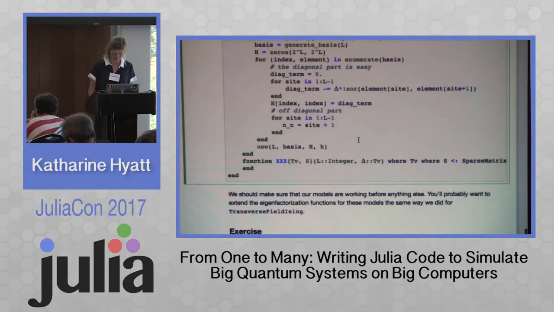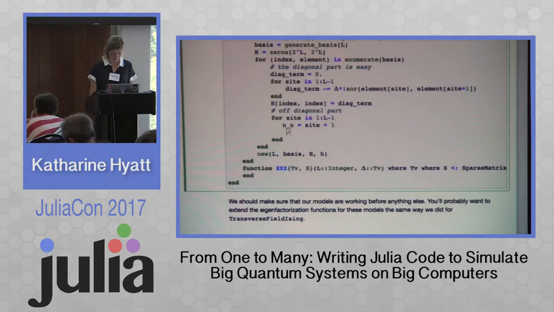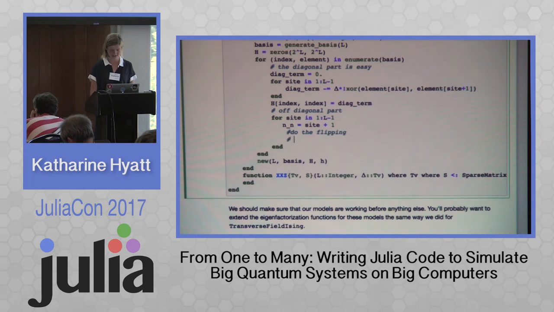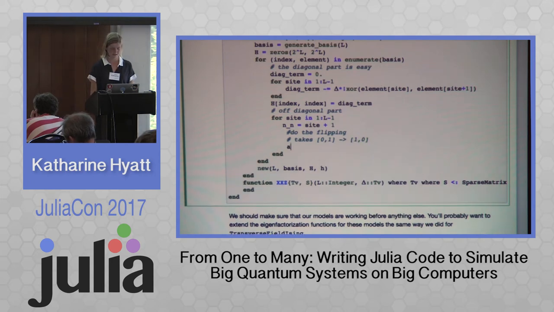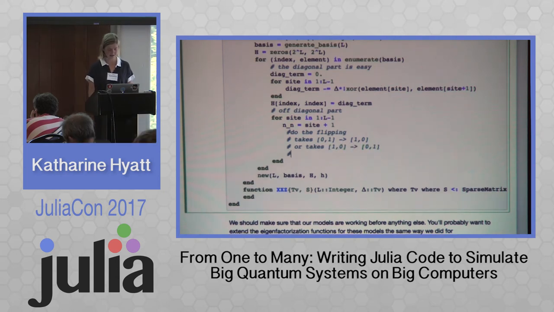So I guess I'll write some comments here if you want. Do the flipping, which takes 0, 1 to 1, 0, or takes 1, 0 to 0, 1. And if you have 0, 0, it does nothing, nothing has no effect on it, or 1, 1.